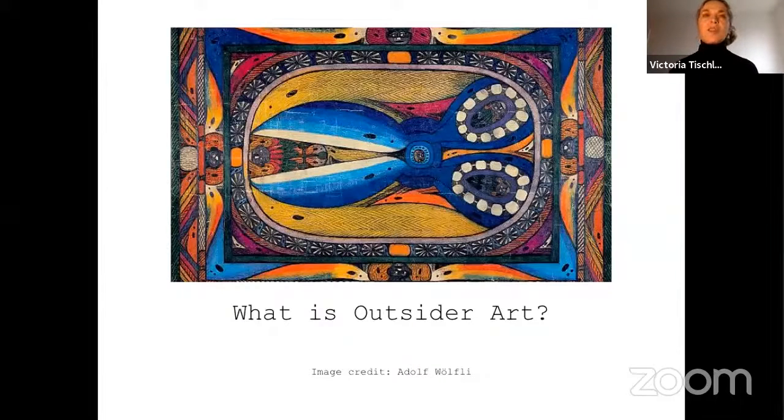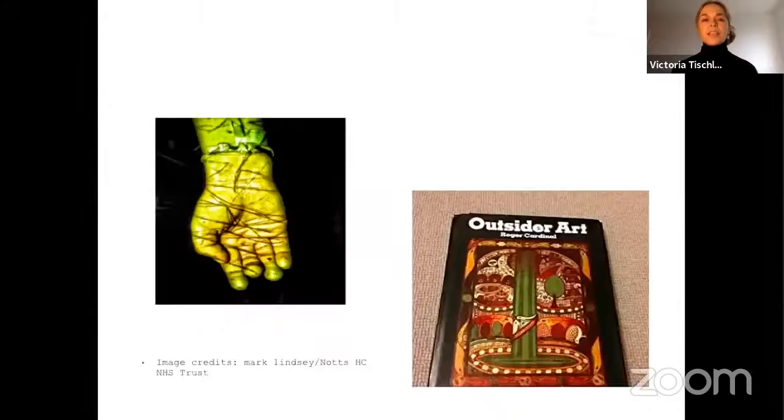And I wanted to make a note about the language that I use in this presentation. Some of the material I use is historically situated, so some of the language may not be what we would consider politically correct in a contemporary sense. So what is outsider art? The term outsider art was coined by the late British art historian Roger Cardinal in his seminal 1972 text that you can see here on the right of the slide.